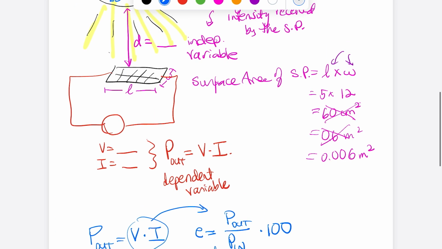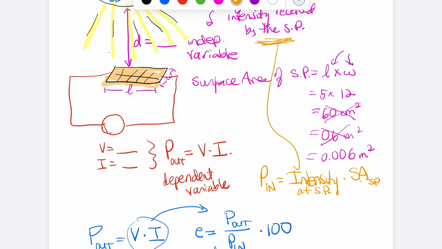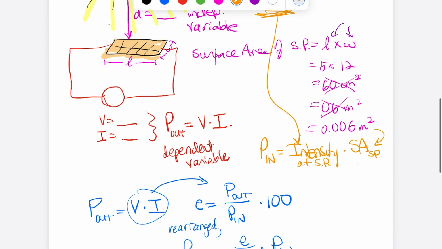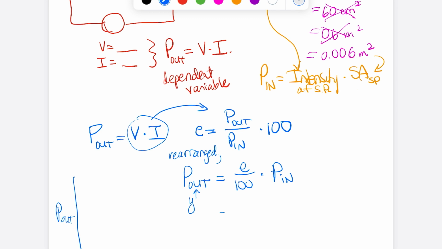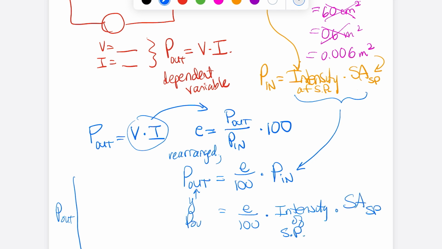Okay. So the power received by the solar panel is related to the intensity, right? So the power into the solar panel is the intensity times the surface area of the solar panel. So this here goes in there, and the solar panel surface area goes in there. But I'm not going to put numbers right now. I just want to do substitution. So we'll have efficiency divided by 100, and instead of power in, I'm going to substitute that. So intensity times the surface area of the solar panel gives power out. So now I've got my Y here and intensity, which is on the X.